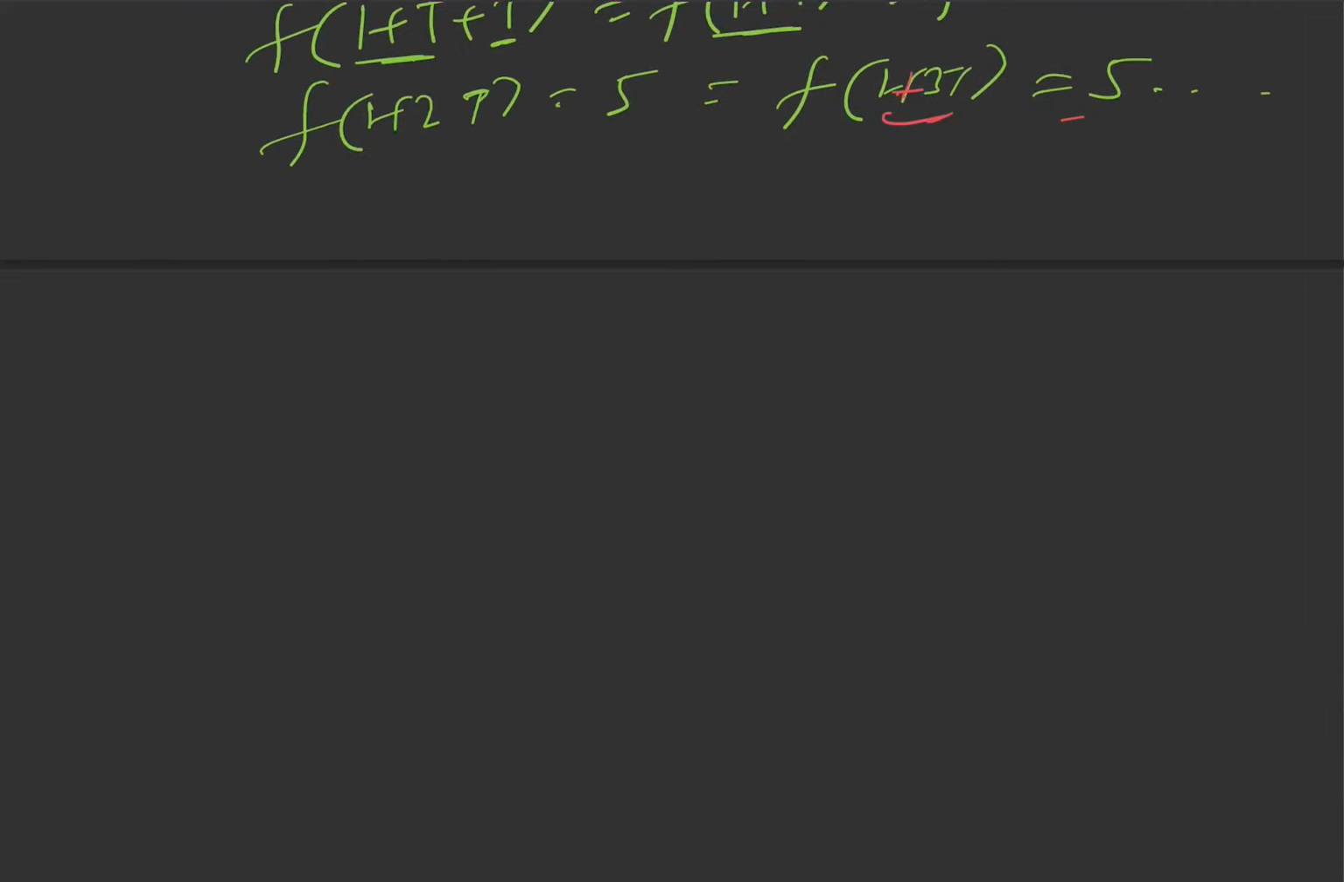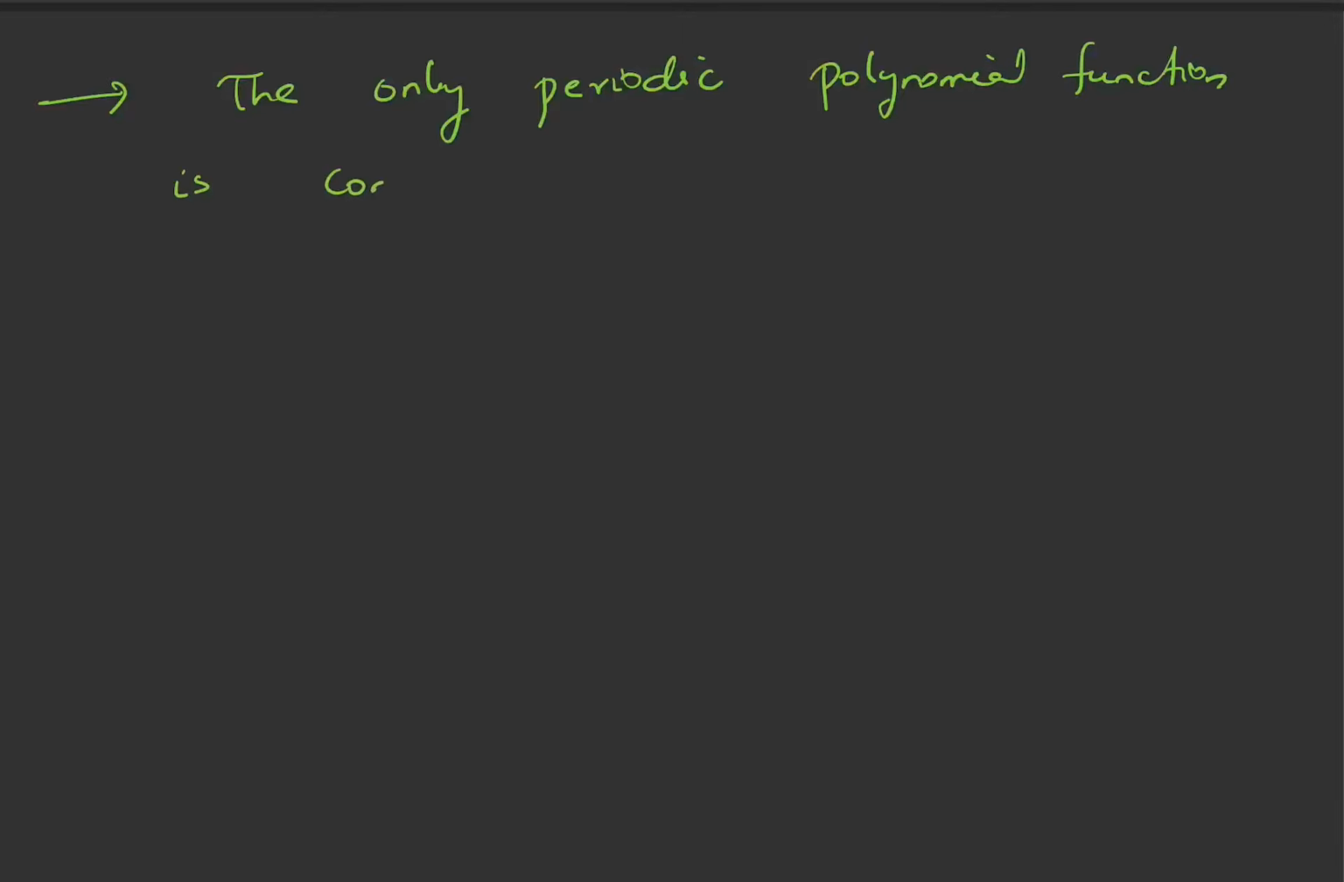Now why I am explaining about periodic function is because I have to use it in a property of polynomials, and the property is that the only periodic polynomial function is constant function. It means that if f of x is a polynomial and it is periodic, it means that it is constant, right?